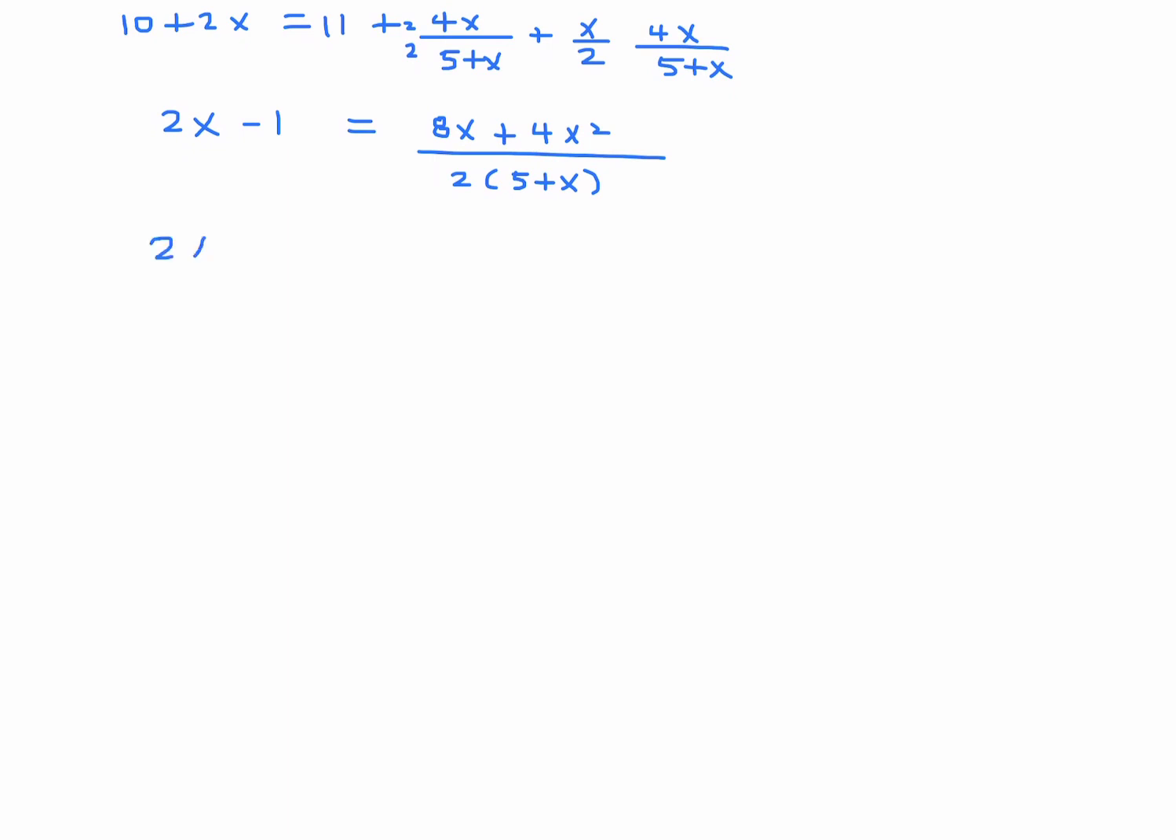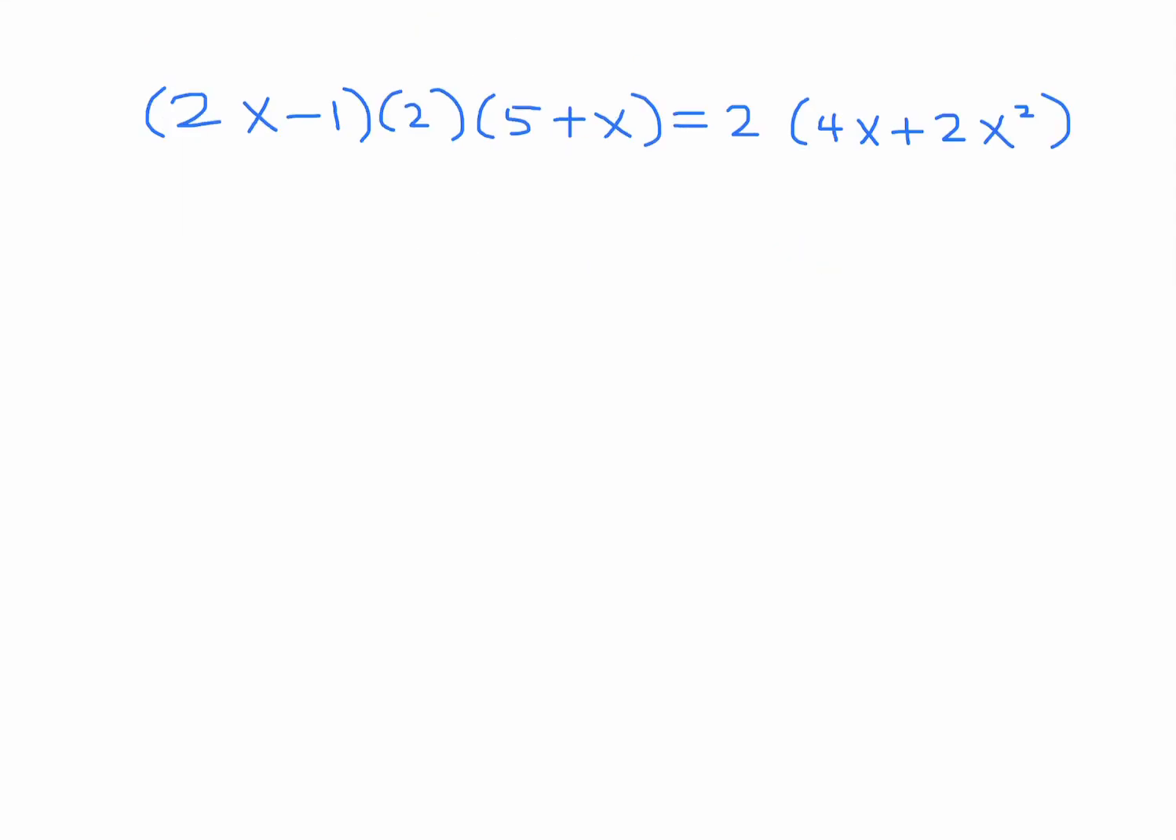Cross multiply and you get 2x minus 1 is equal to 2 times 5 plus x. Let's see, factor out a 2, and we will get 4x plus 2x squared. The 2's will cancel, and all you will be left with, if you expand this, is 10x plus 2x squared minus 5 minus x, and on this side it will be just 4x plus 2x squared.